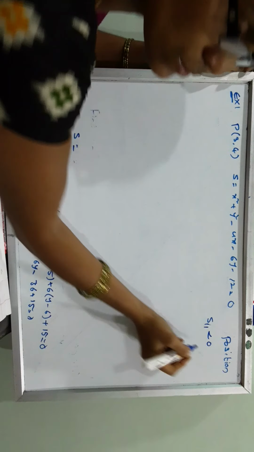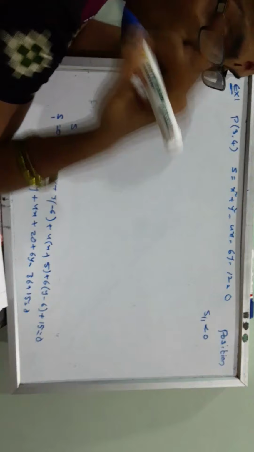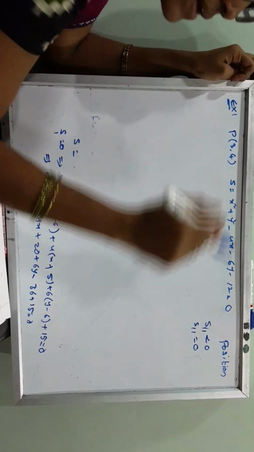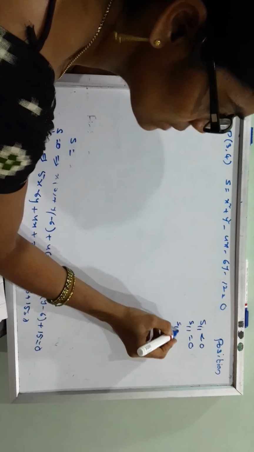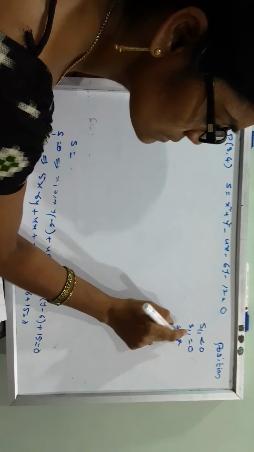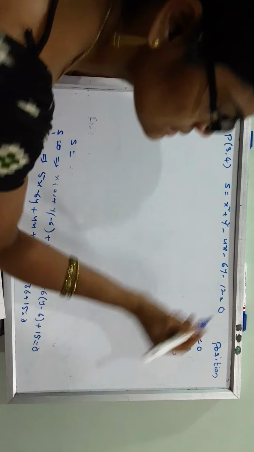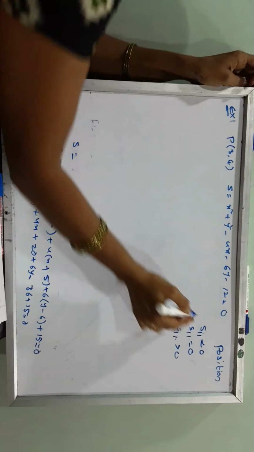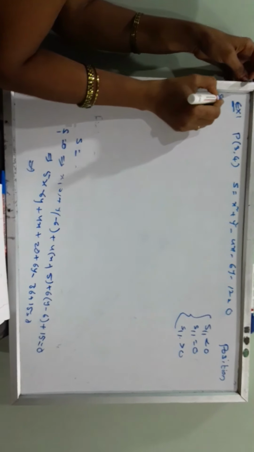If S11 is less than 0, then P is interior of the circle. If S11 is equal to 0, P lies on the circle. If S11 is greater than 0, then P is exterior of the circle. Now we have to check the solution.